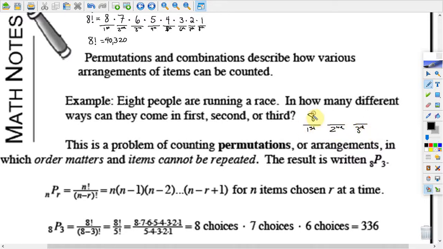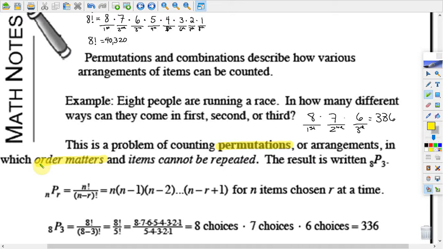So we would have our 8 people, our 7 people, and our 6 people, and if we multiplied those together, we would come up with 336 different possibilities. This is a problem called a permutation, or arrangement of items in which order matters and items can't be repeated. So permutations: order matters, and items can't be repeated.